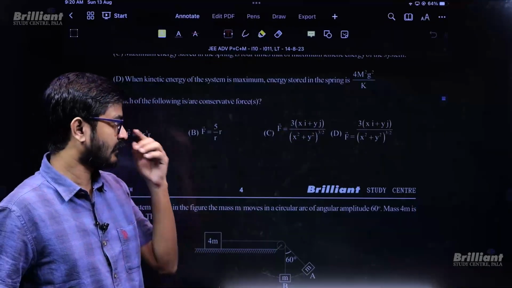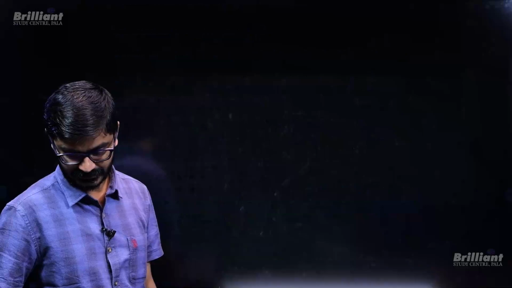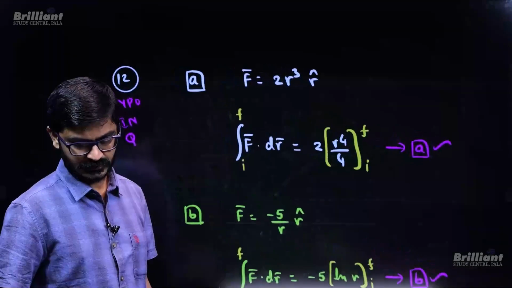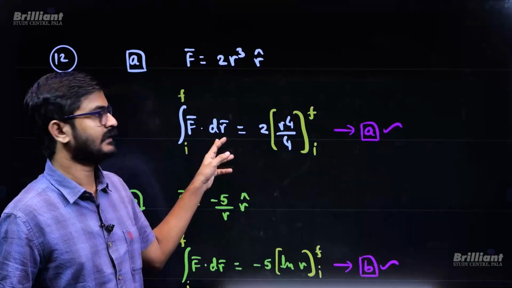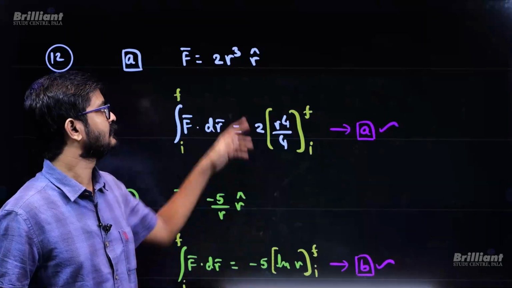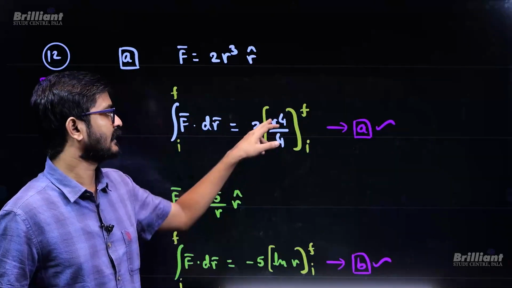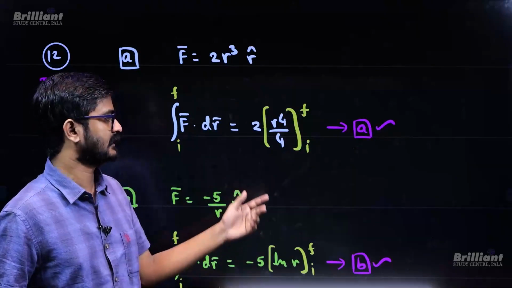The next question, the options were printed wrong, so we will see what will be the answer for the right options. They are talking about which is a conservative force. The first force is this. You will calculate the small work done and integrate. So r cube dr integration will come into the picture, giving r power 4 by 4. Now you can clearly see it depends only on the initial and final position. So that's a conservative force.